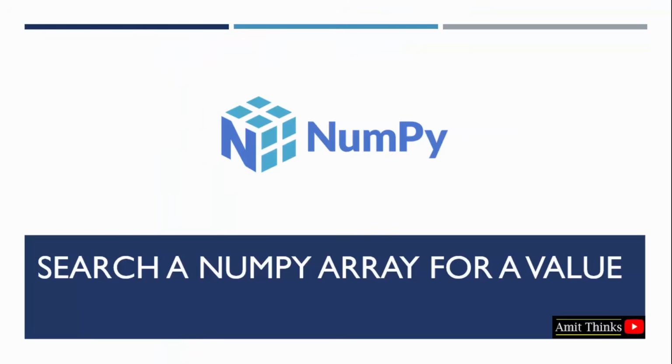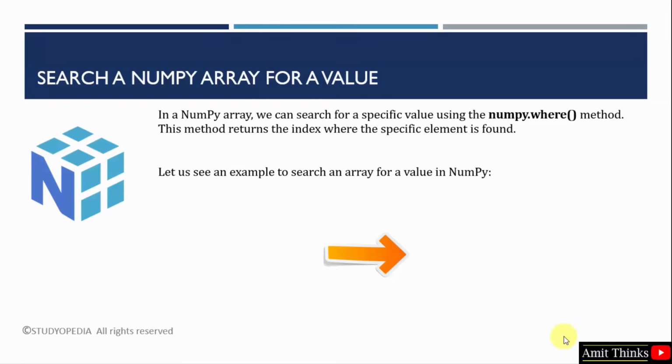In this video we will learn how we can search a NumPy array for a value. That is, we can search for a specific value in our array using the numpy.where method. We will see an example. So guys, we can easily search for a specific value using the where method. What will it return? It will return the index where the specific element is found. That is, let's say you are searching in a one-dimensional array, it will display the exact index where the element is found. That's it. We will see an example to understand the concept.